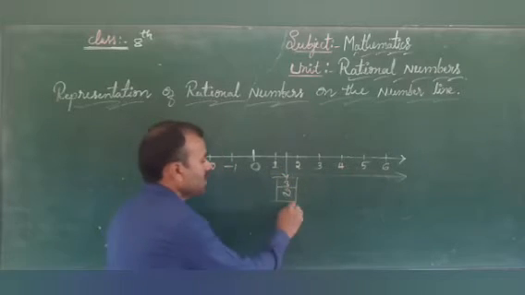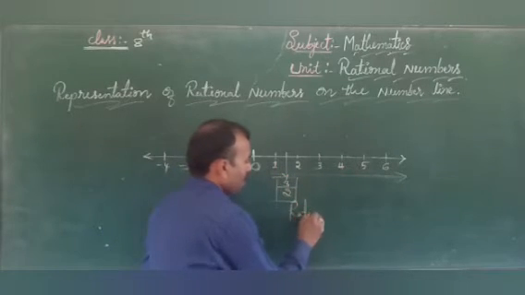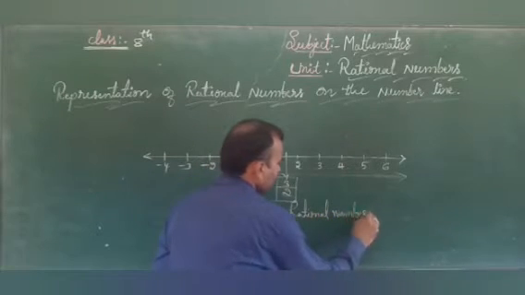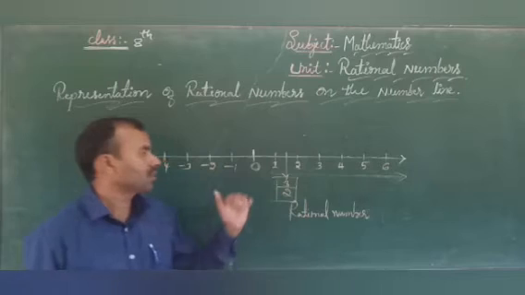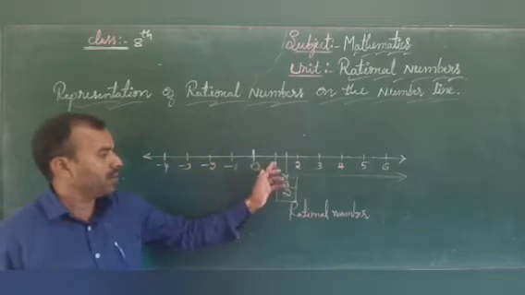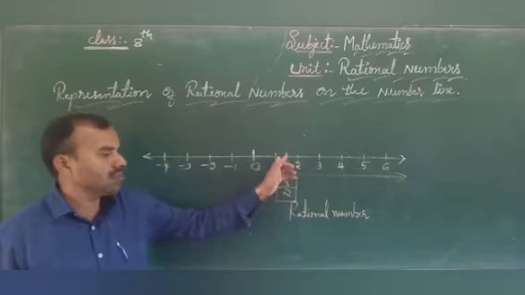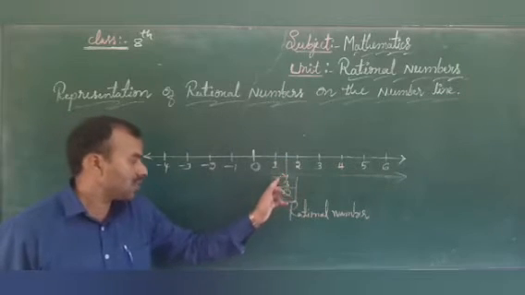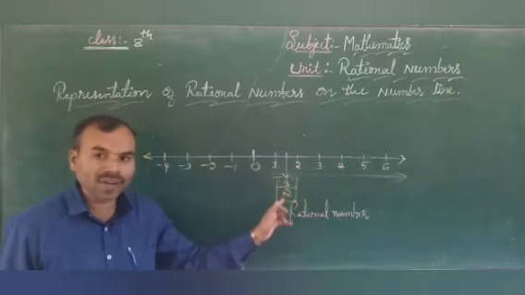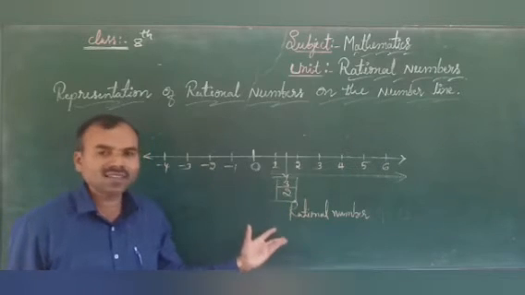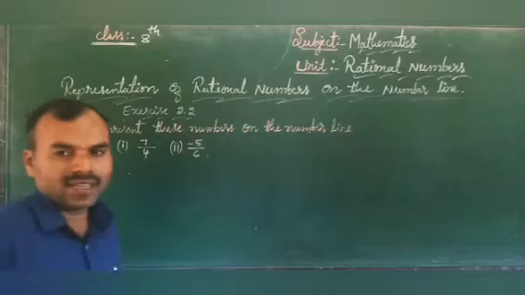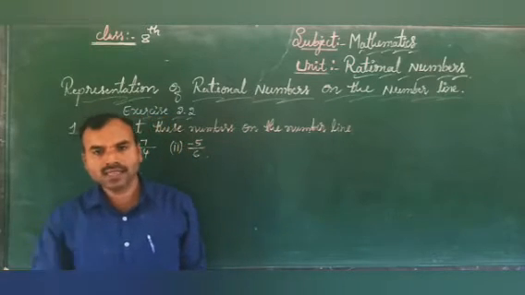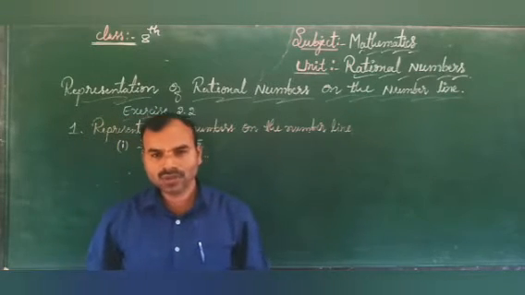Yes, this is a rational number. This is simple. In between 1 and 2 there is the number 1.5. 1.5 is the fraction 3 by 2. It is a rational number. It is very simple. Dear students, what I gave as information is given in the textbook.